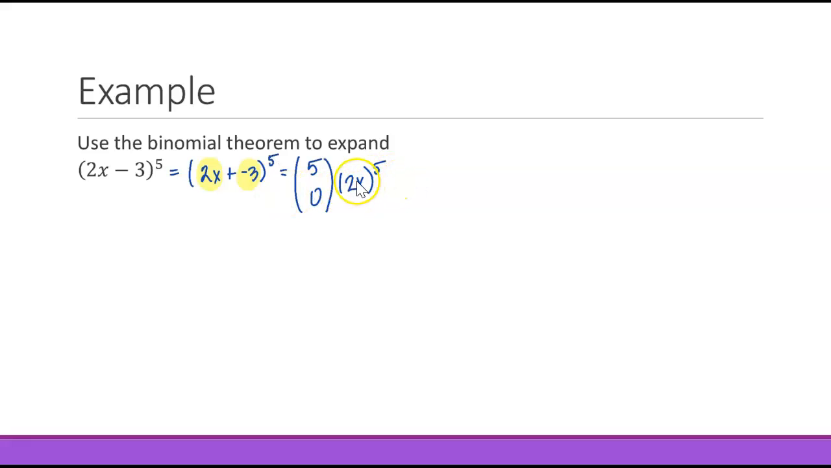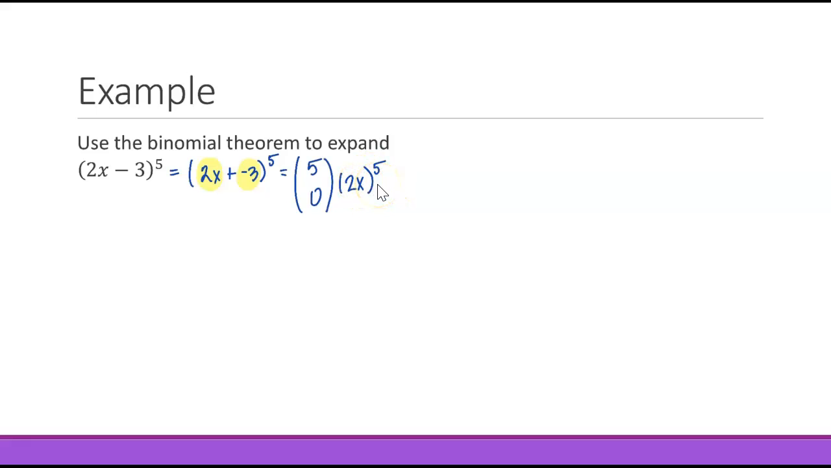We need to make sure and keep the first term in parentheses. So 2x to the 5th. And then the first term has no second piece of the binomial. So this would be like -3 to the 0, which is just 1. So we're not going to bother putting it.